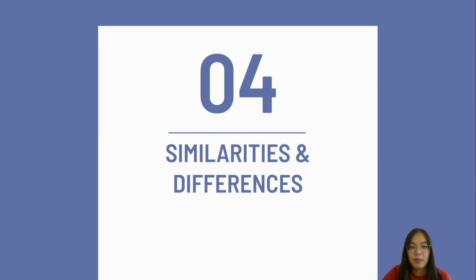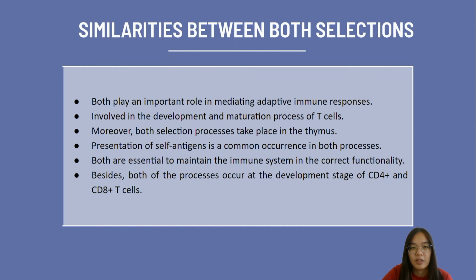Now I'm going to talk about the similarities and differences between positive and negative selection of T cells. First, I'm going to talk about the similarities. Both play an important role in mediating adaptive immune responses. Both are two processes responsible for T cell development. They are also involved in the maturation process of T cells.